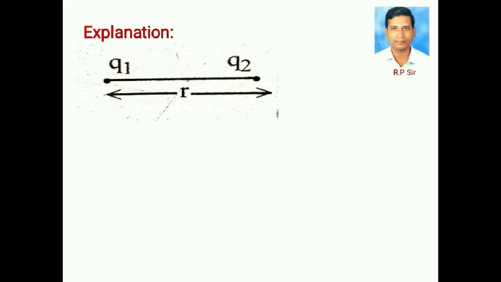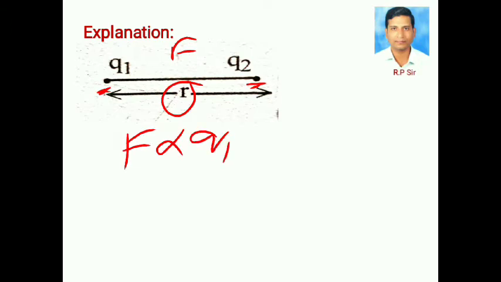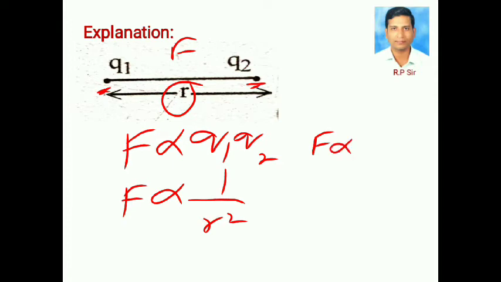As shown in the figure, let us consider 2 point charges Q1 and Q2, which are separated by a small distance r, and F is the force acting between them. By the statement, the force is directly proportional to the product of the magnitude of the two charges, that is F proportional to Q1 Q2, and this force is inversely proportional to the square of the distance, that is F proportional to 1 by r square. When we combine these, we get F proportional to Q1 Q2 by r square.